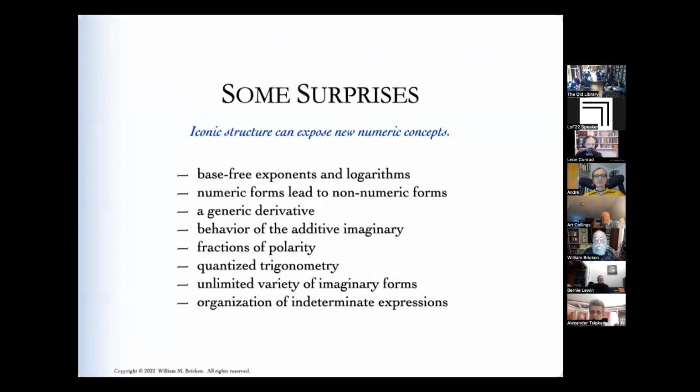So yeah, there are more surprises, but I'm not surprised that we're out of time. I'll post some stuff later, the longer version. I'll show you a single calculus derivative that works for all algebraic functions, how to think about fractions of polarity rather than positive and negative. There's a quantized trigonometry, an organization for indeterminate expressions, and more about the mysterious fundamental constant J, which can be interpreted as the logarithm of -1.